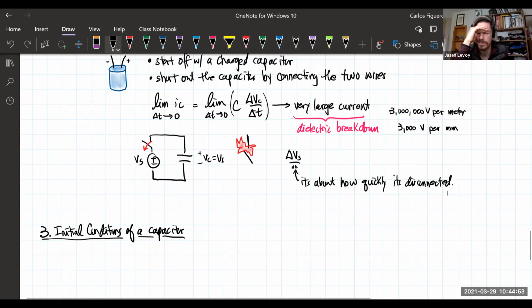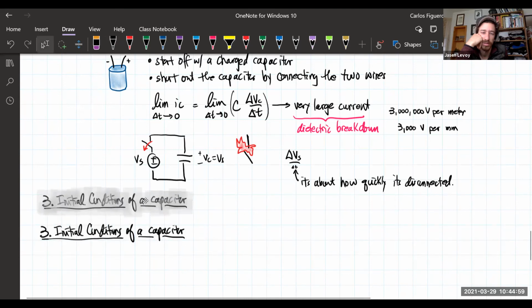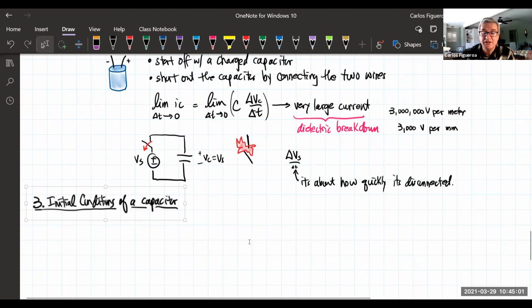The capacitor resists changes in current. No, the capacitor resists changes in voltage. And the inductor is current, right? But the current can change instantaneously. And that's exactly where I'm headed towards right now. All right.